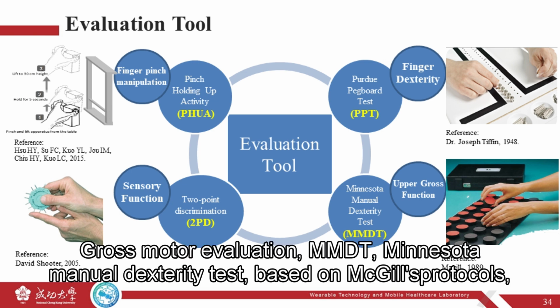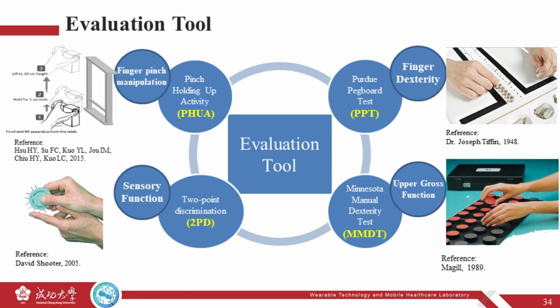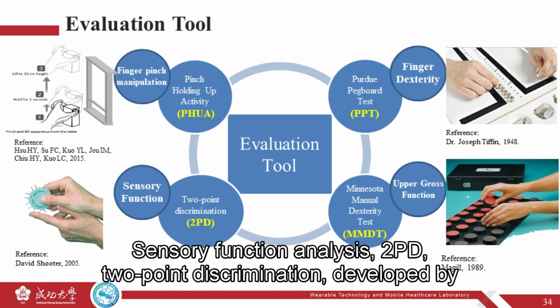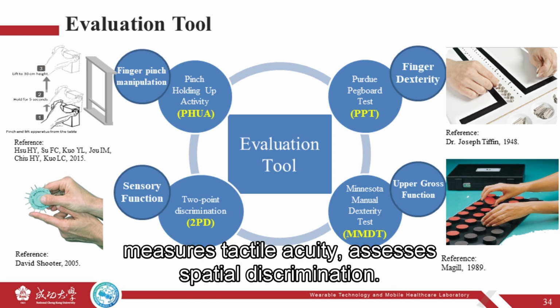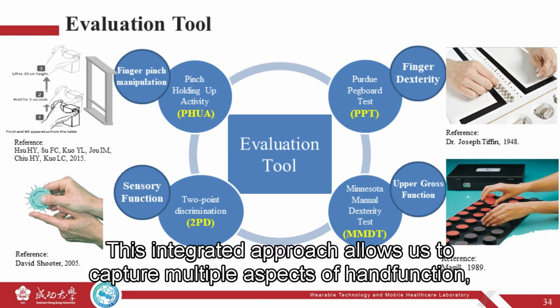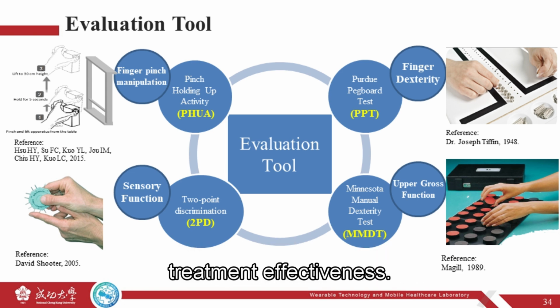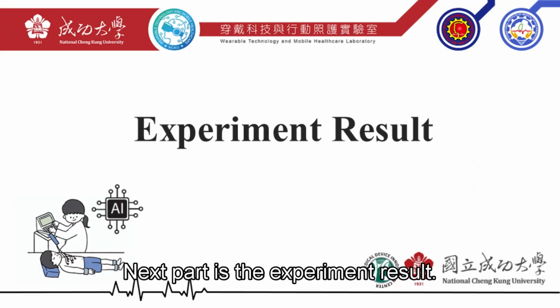3. Gross motor evaluation, MMDT, Minnesota Manual Dexterity Test, based on McGill's protocols, tests broader movement patterns, evaluates speed and accuracy. 4. Sensory function analysis, 2PD, 2-point discrimination, developed by David Shooter, measures tactile acuity, assesses spatial discrimination. This integrated approach allows us to capture multiple aspects of hand function, generate quantifiable data, track progress systematically, evaluate treatment effectiveness. Next part is the experiment result.